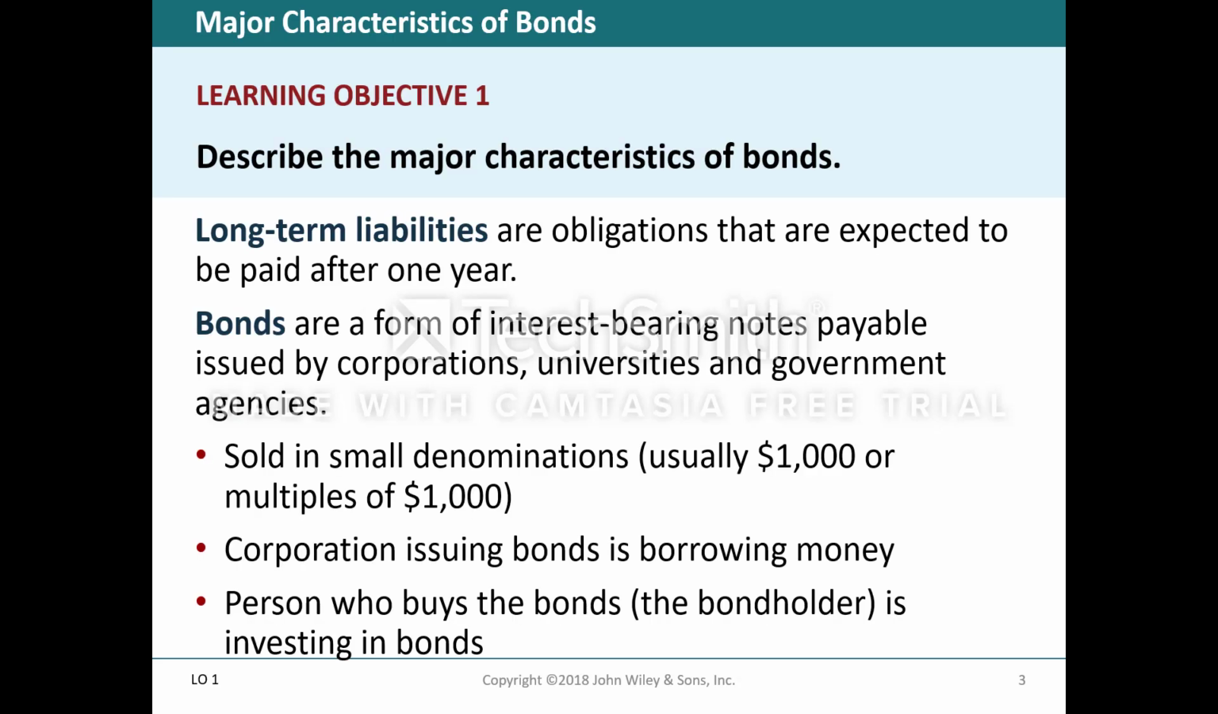Long-term liabilities are obligations that are expected to be paid after 1 year. Bonds are a form of interest-bearing notes payable issued by corporations, universities, and government agencies. They're sold in small denominations, usually 1,000 or multiples of thousands. A corporation issuing a bond is borrowing money, and a person who buys the bond, the bondholder, is investing in the bonds.